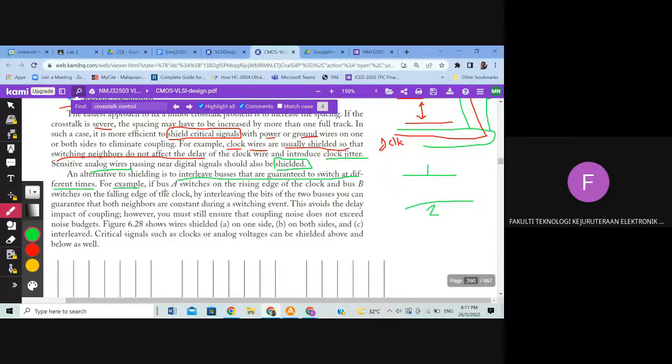If bus A, so we assume that this is bus A, switches on the rising edge of the clock, so the rising edge of the clock performs a switching operation, and bus B, let's say this is B, bus B switches on the falling edge of the clock, which is this one. Switching during this time.